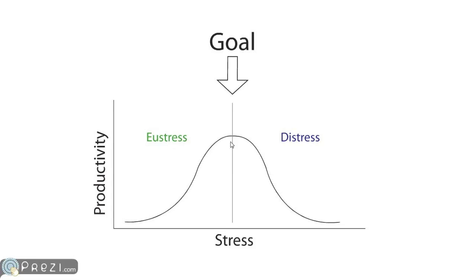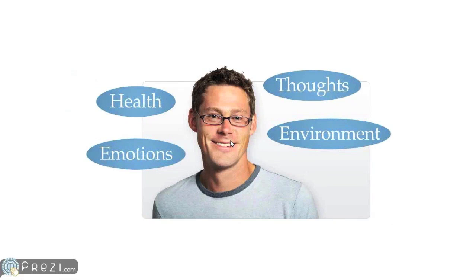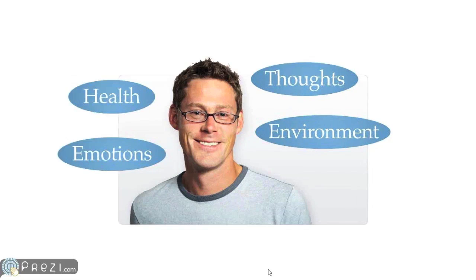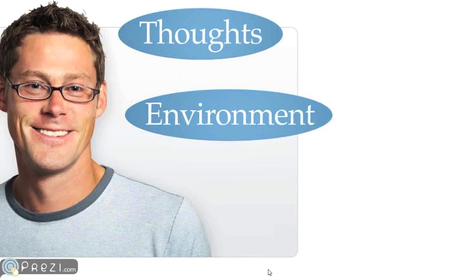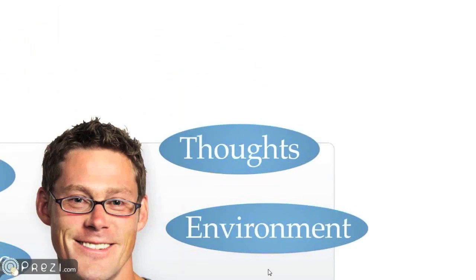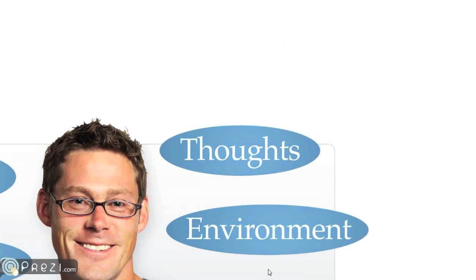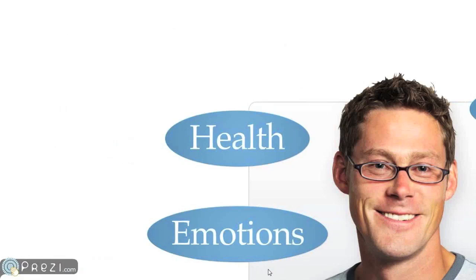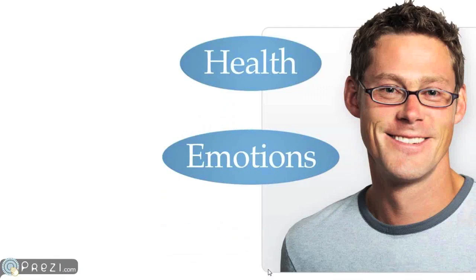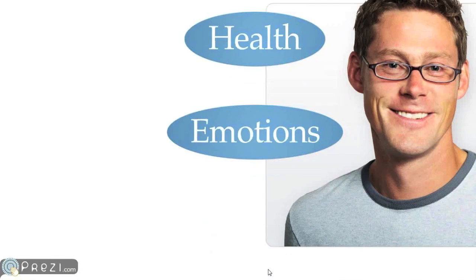Well, let's look at how we're going to do that. To understand our strategy, what we're going to do to help you deal with stress, you have to understand what are the 4 sources of stress. So here we have them. We have your environment. We have your thoughts. We also have your physical health and your emotional state. Those are the 4 elements where we see stress happening in your life.